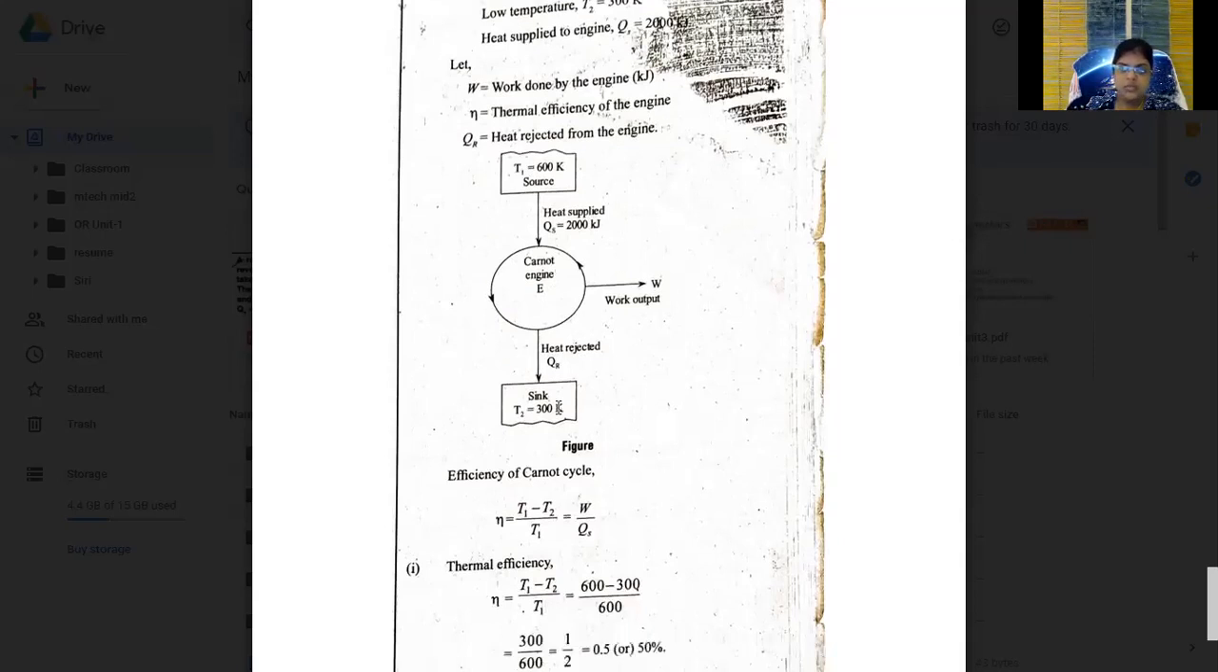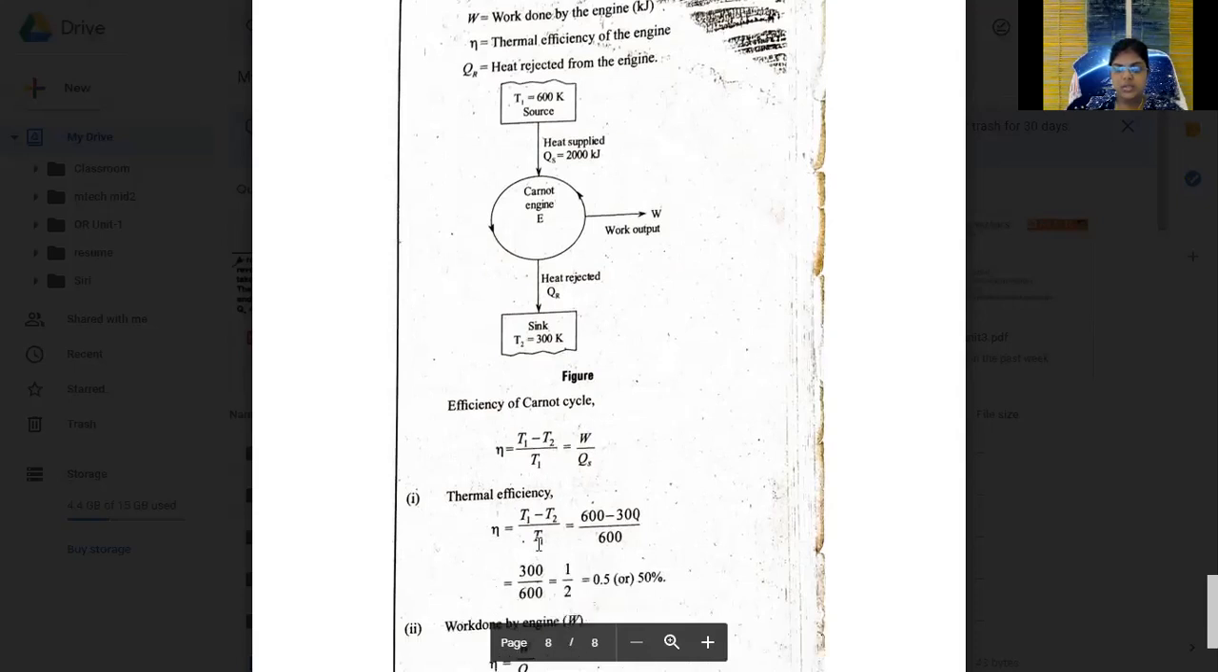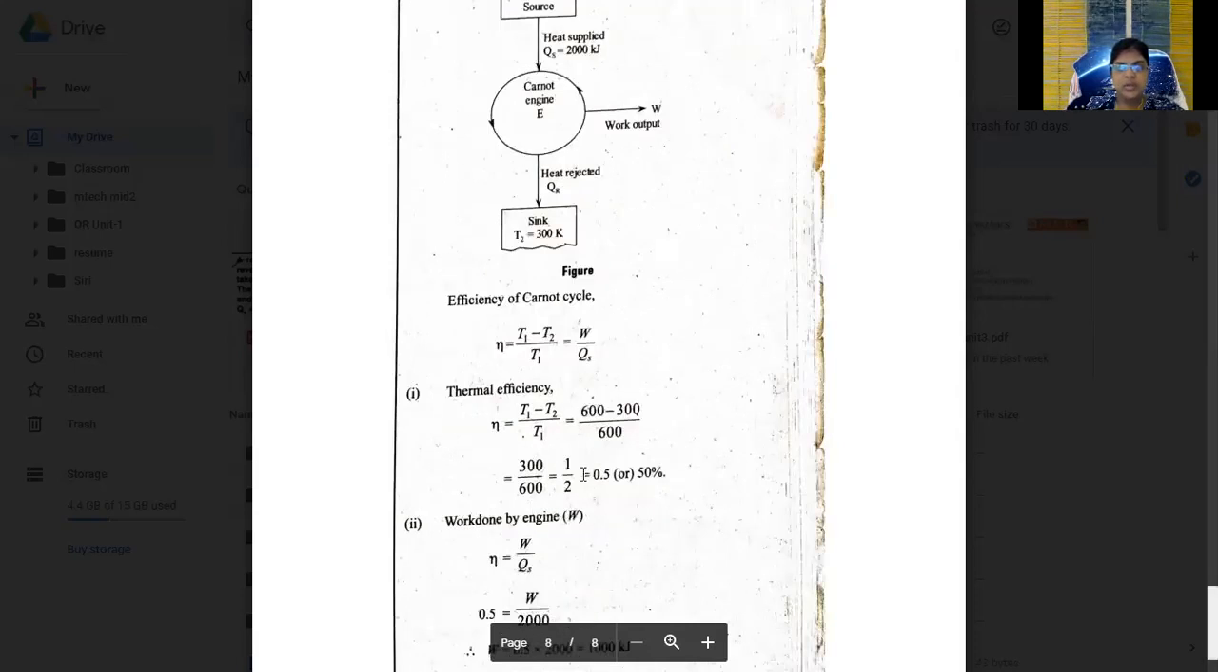So what is the efficiency of a heat engine? Output by input. Here, output is work done and input is heat supplied, QS. So efficiency is work done by heat supplied. Actually, W is nothing but QS minus QR, but in the form of temperatures it is T1 minus T2 by T1, according to the thermodynamic temperature scale. So thermal efficiency is T1 minus T2 by T1.